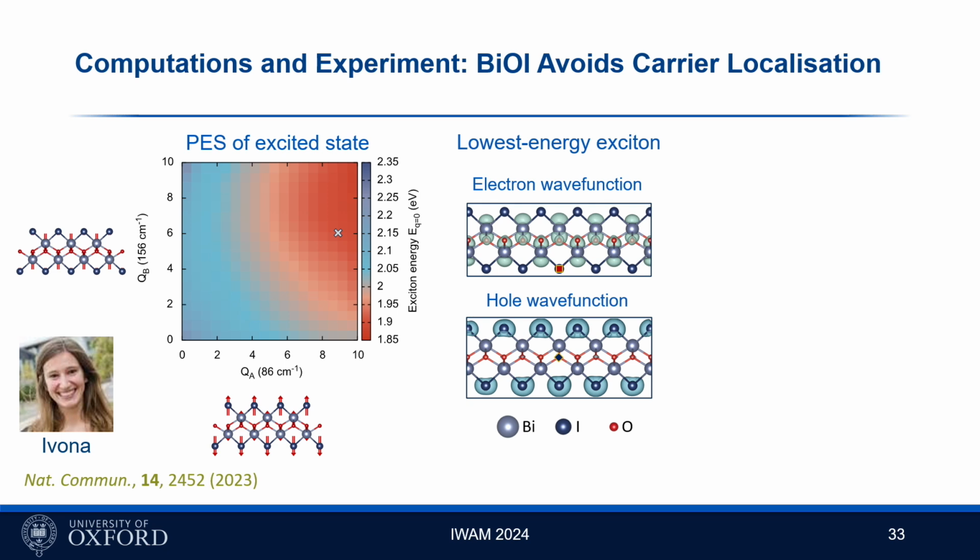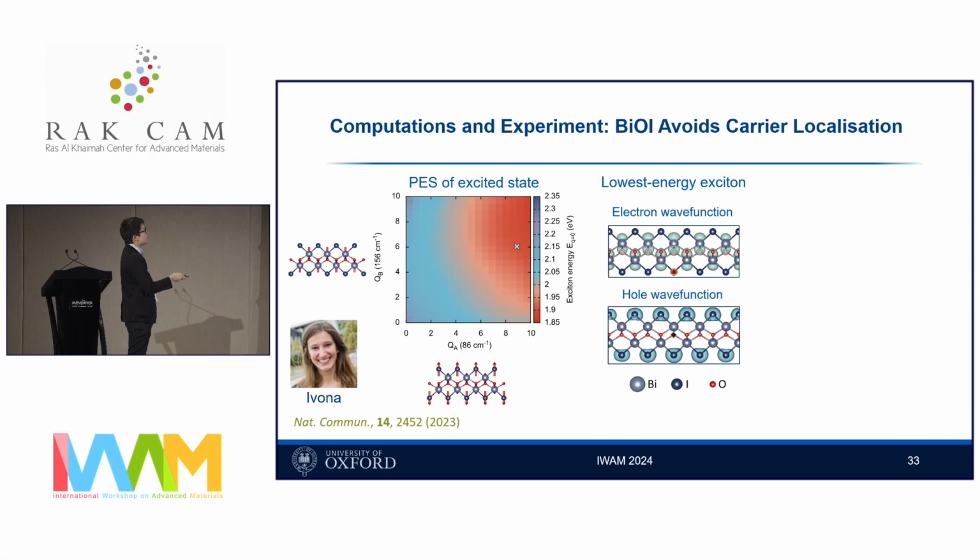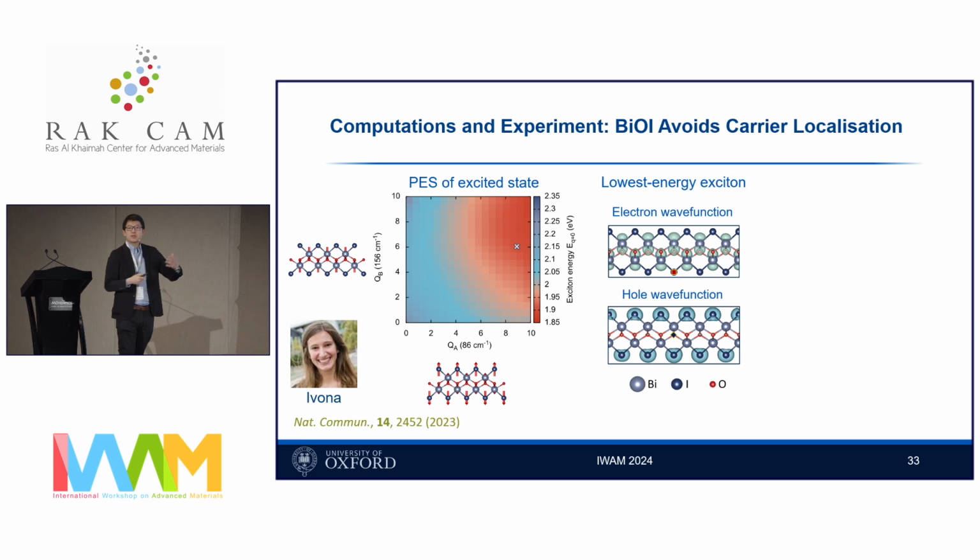Now this is a 6-dimensional function, so we can't really put that into this slide. So what you can see here is a 2-dimensional projection of this 6-dimensional function. And you can see that the electron wave function and the hole wave function of the exciton is completely spread out across the entire lattice we analyzed. And that tells us that there is no carrier localization in this material.